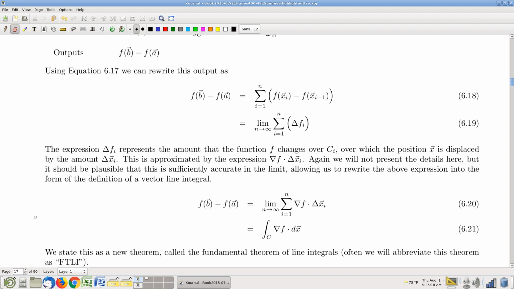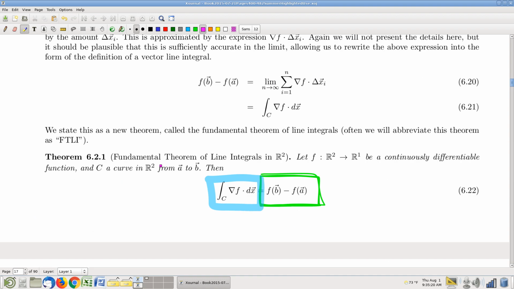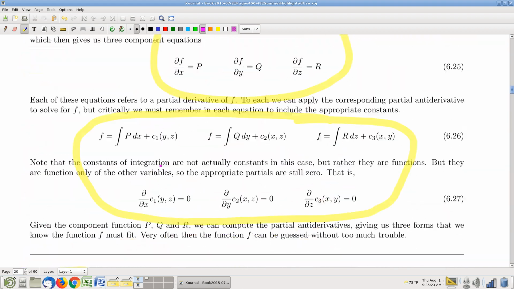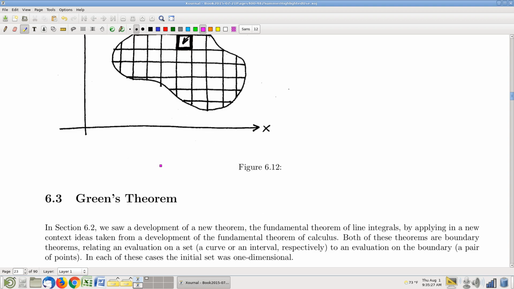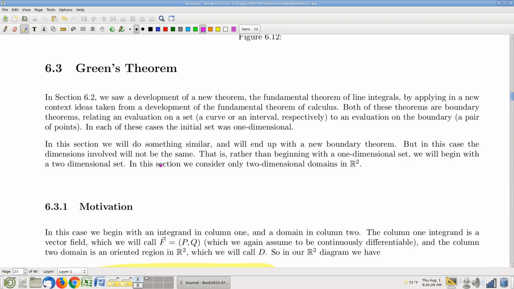Okay. So we're going to now proceed along to the next one of these theorems. A lot of details we talked about last time. We're going to talk about something called Green's theorem. And it's going to be morally the same idea, just applied in a different context.